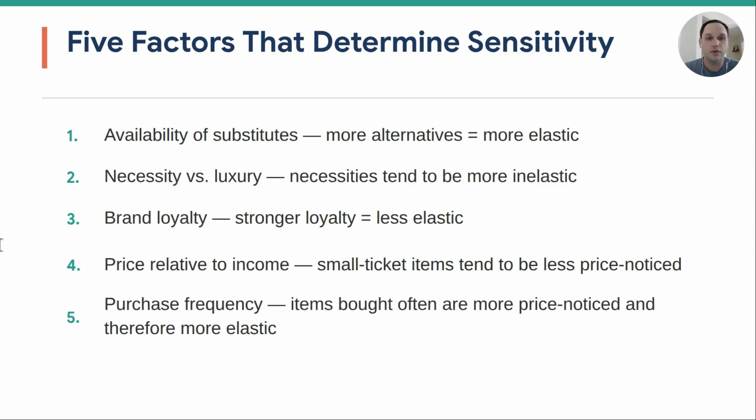Third, brand loyalty. A brand with a strong, loyal following faces less elastic demand because loyal customers don't switch as readily. Fourth, price relative to income. Small ticket items often get less price scrutiny. A 50-cent increase on a $5 bag of chips can be more noticeable than a $50 increase on a $5,000 appliance. And fifth, purchase frequency. Items bought weekly are watched more closely than items bought once a year.